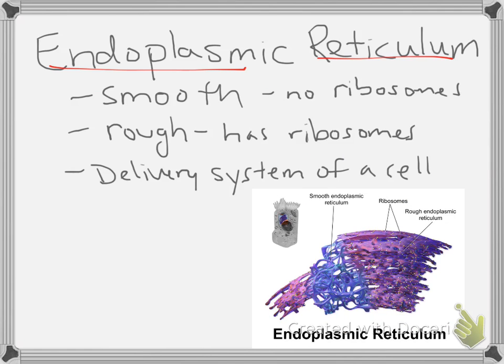Endoplasmic reticulum, we have smooth, which has no ribosomes. We have rough, which has ribosomes, and either way, it is the delivery system of a cell. And you can see it there, it's kind of folded membranes.